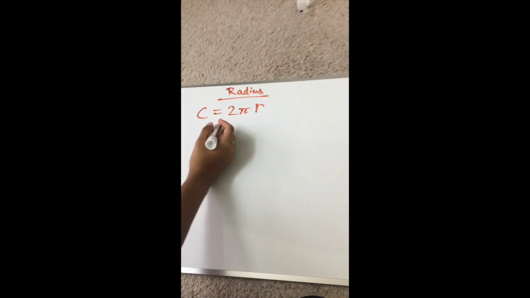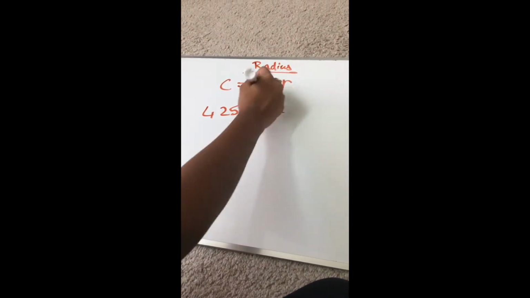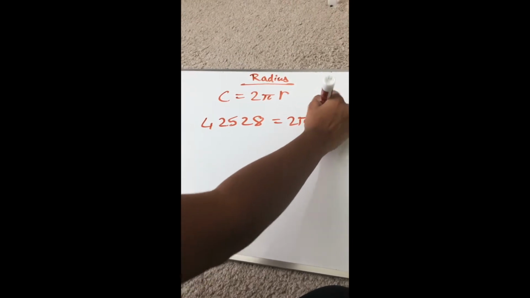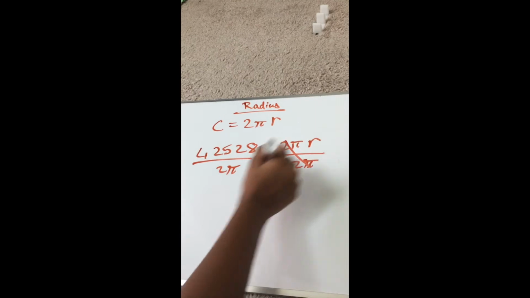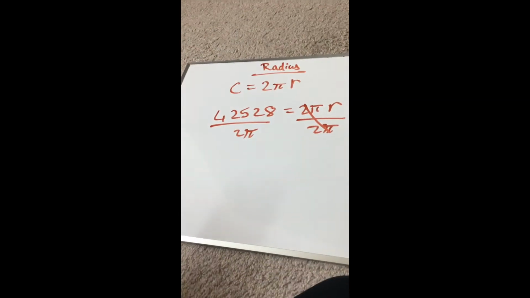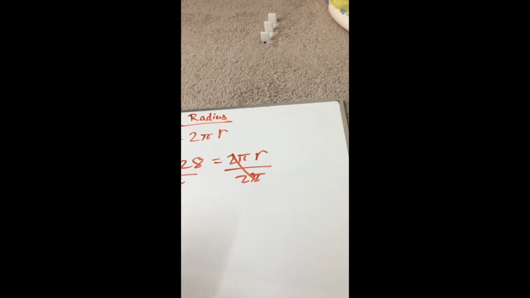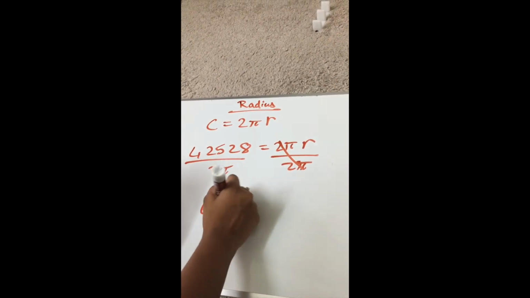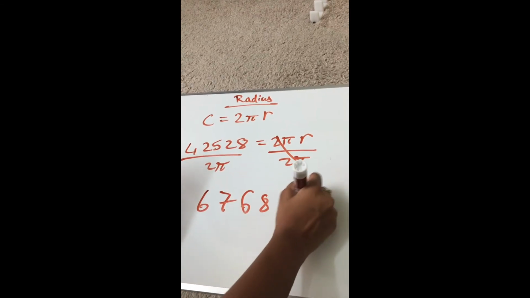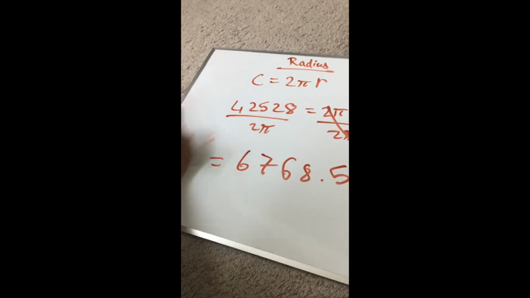Now to find the radius of the Earth itself, we'd use the circumference, which is 42,528, and set it equal to this equation over here. Then we divide both sides by 2 pi, and that should give us a radius of about 42,528 divided by 2 pi, about 6,768.5 kilometers. That would be our radius.